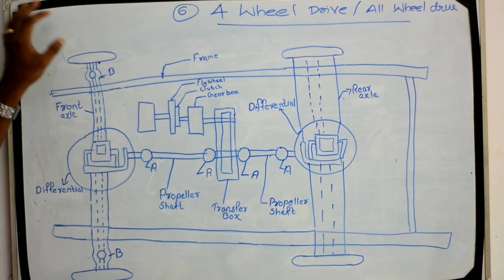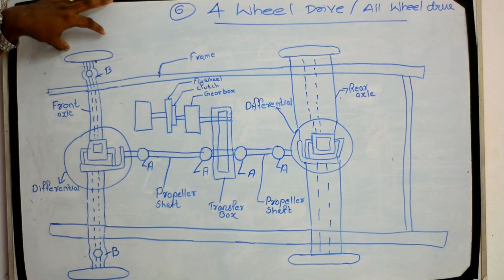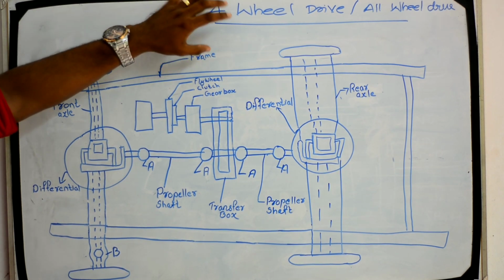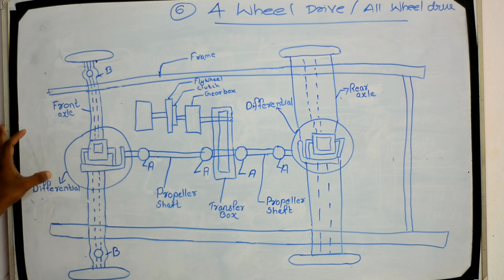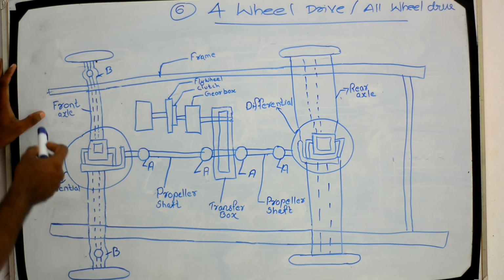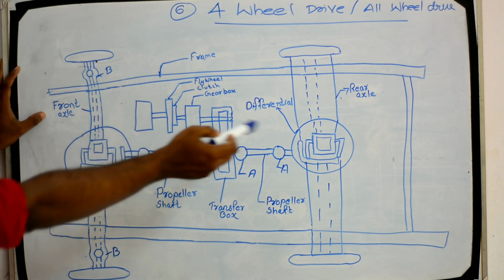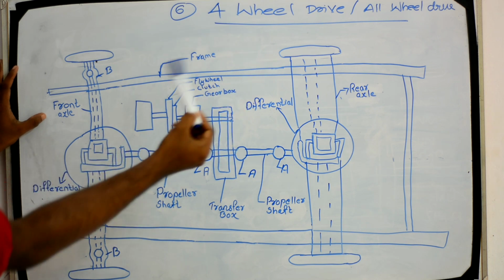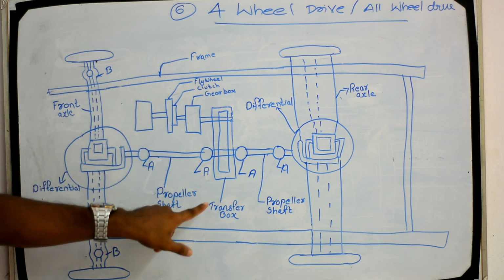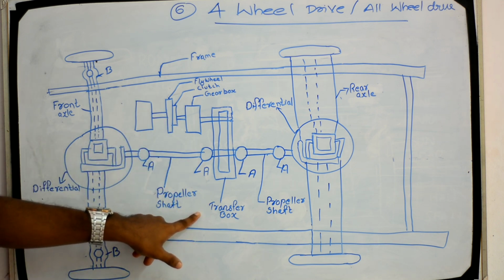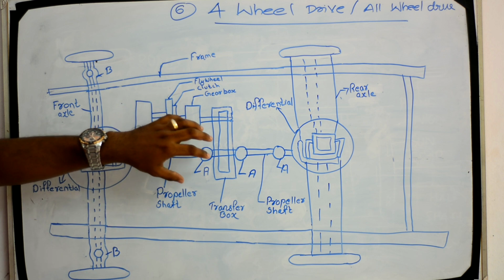And the sixth one is a four-wheel drive or all-wheel drive. In a four-wheel drive, each wheel can be individually powered by the engine and allows different speeds for different wheels. It can also be used both on road and off-road. The differentials are attached to both front axle and rear axle. The power from the engine is transmitted to the propeller shaft through the transfer box. In slippery conditions, the center differential can be locked.